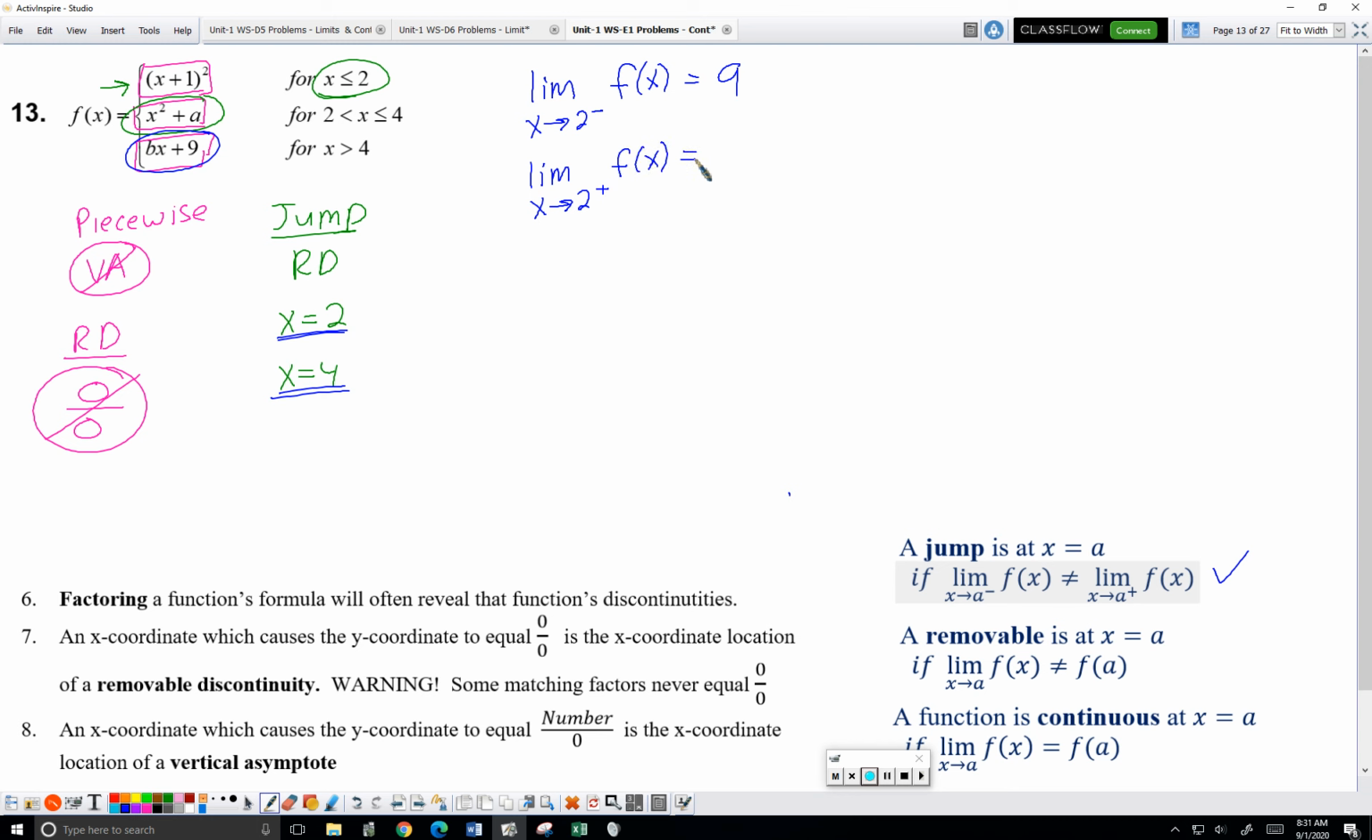Show me your hands, please. Raise your hand as soon as you know the value of the limit as x approaches 2 from the right. And if your answer includes the letter A, that's what it should include. Because we don't know the value of A. So the best we can do is come up with some limit that has an A in the limit. So since our formula includes A, let's go, Jacob. 4 plus A.